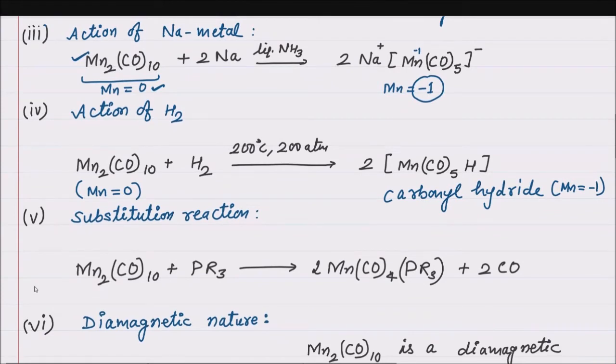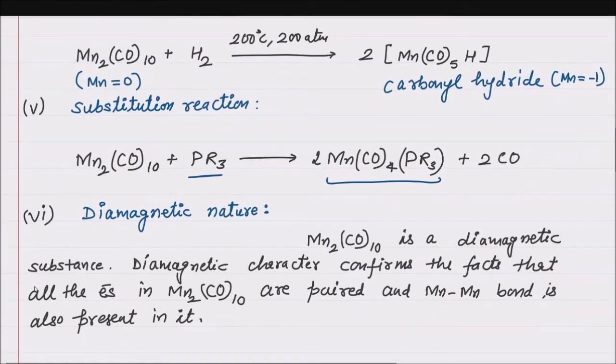Then substitution reaction. So Mn2(CO)10 reacts with PR3, trialkyl phosphine, to give Mn2(CO)8(PR3)2, and Mn2(CO)10 is a diamagnetic substance. Diamagnetic means in this case all the electrons are paired. It confirms electrons are paired and there is the presence of a manganese-manganese bond.